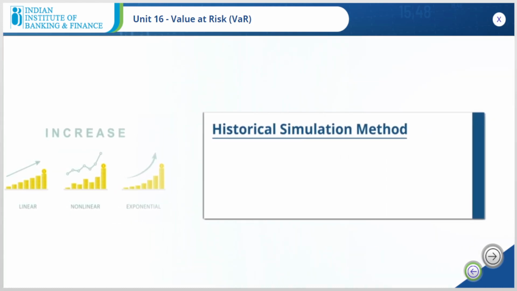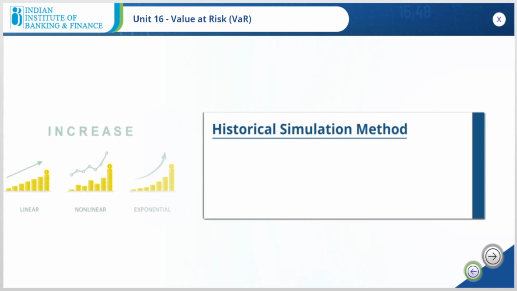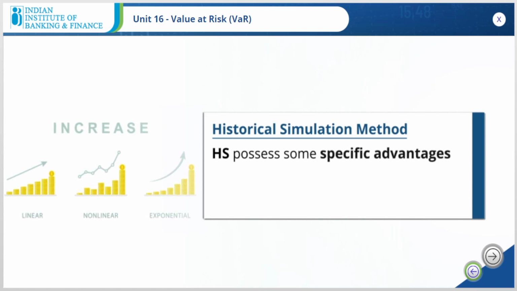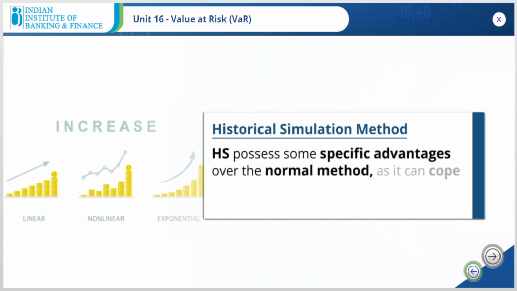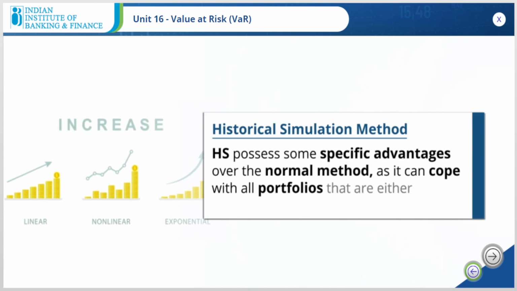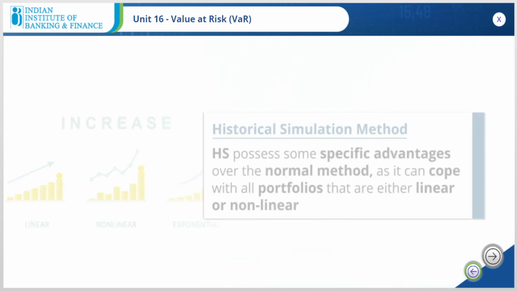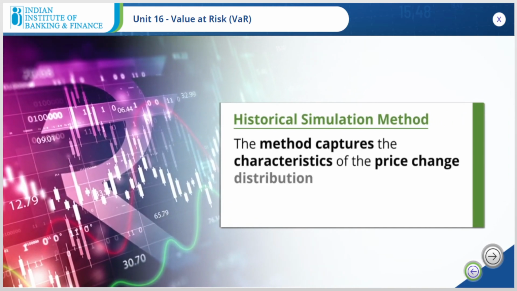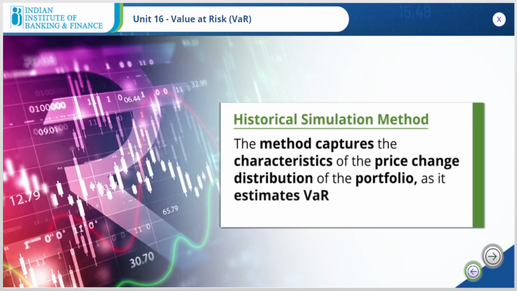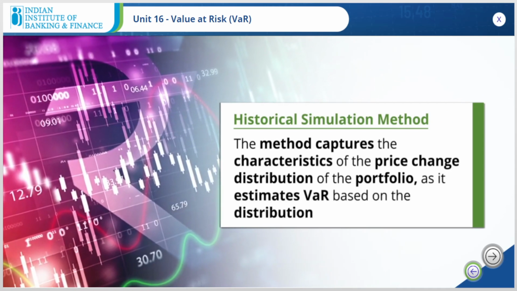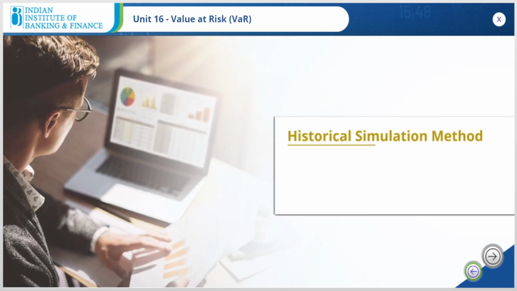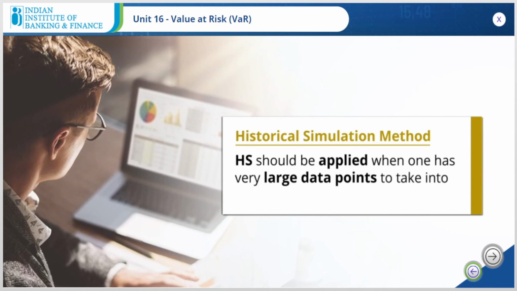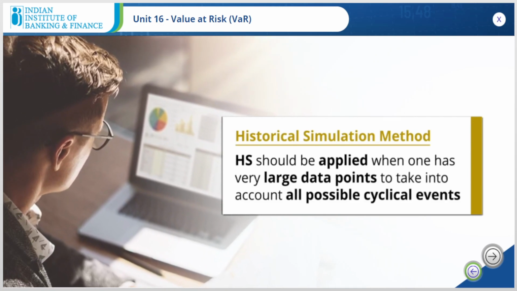Let us now see the historical simulation method. The non-parametric approach, such as historical simulation (HS), possesses some specific advantages over the normal method, as it can cope with all portfolios that are either linear or non-linear. The method captures the characteristics of the price change distribution of the portfolio as it estimates VAR based on the distribution actually observed. HS should be applied when one has very large data points to take into account all possible cyclical events.